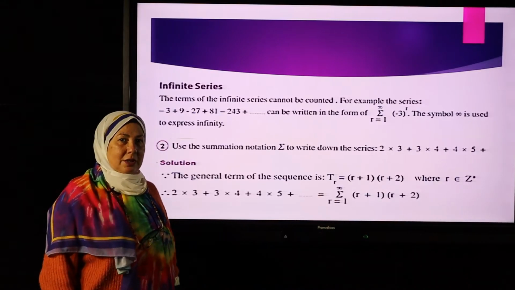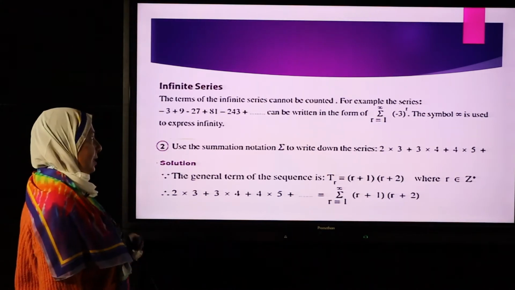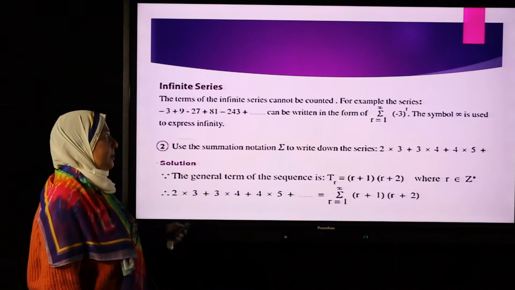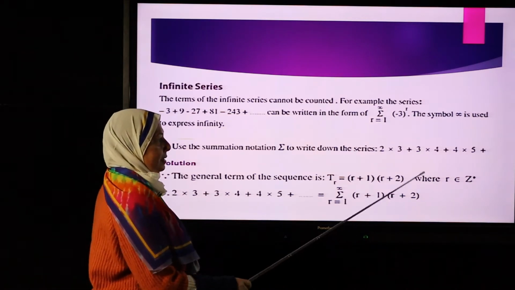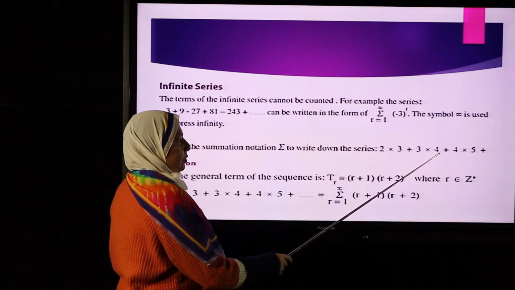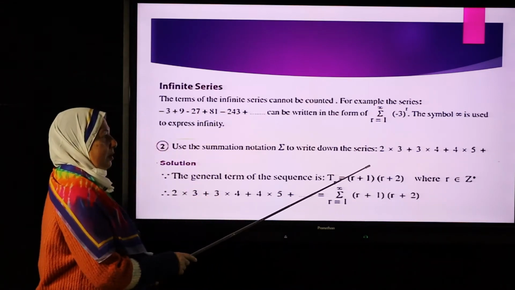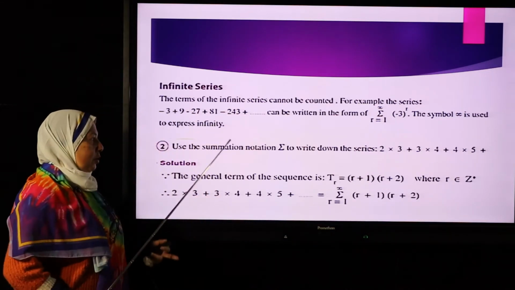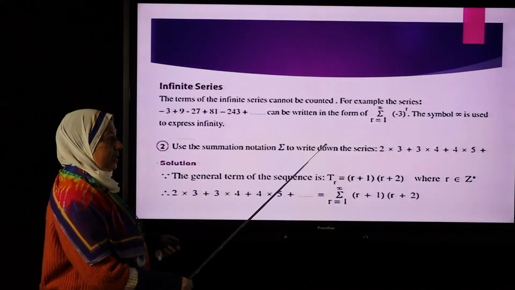Good morning, students. We complete the first lesson, sequence and series. What's the meaning of infinite series? Infinite series like this sequence: 2 times 3 plus 3 times 4 plus 4 times 5 and so on. What's the meaning of this sequence? Using the summation notation to write down the series.